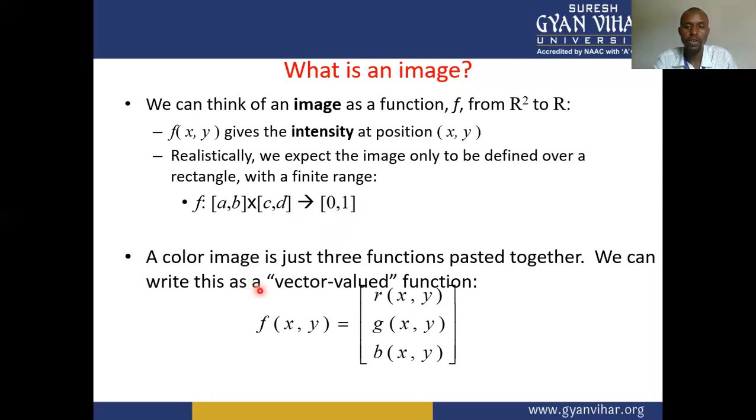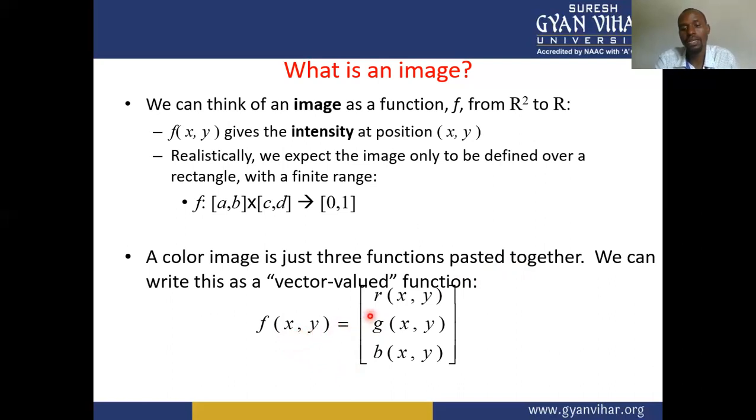Now, further on, we can say that this color image is just 3 functions that have been pasted together. Now, what are these 3 functions? These 3 functions are vector valued. Whenever you see a vector, just know that it refers to a matrix. So if it is a matrix, then we need to have rows and columns. So in this case, the image is f of x comma y, where x comma y is the coordinate values or the position of the intensity values.